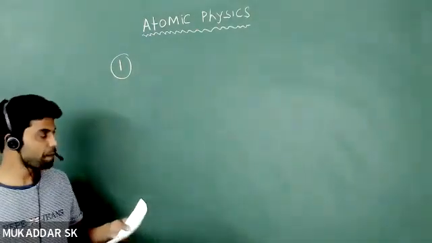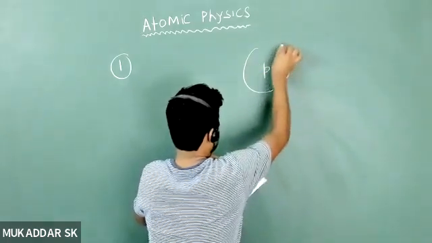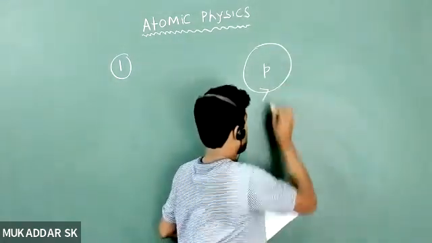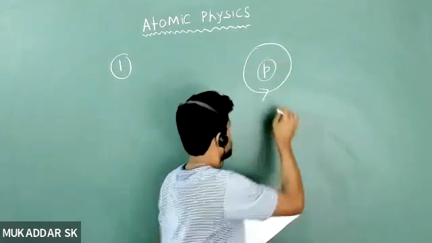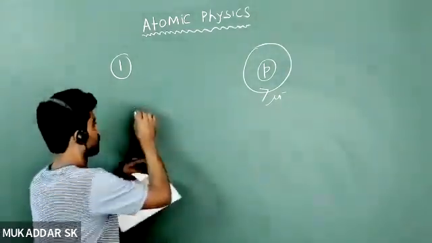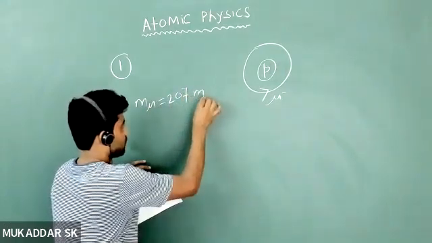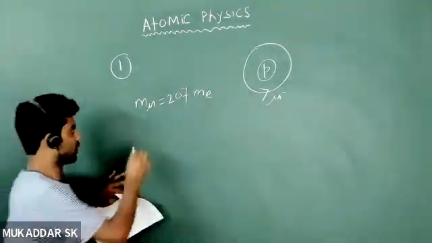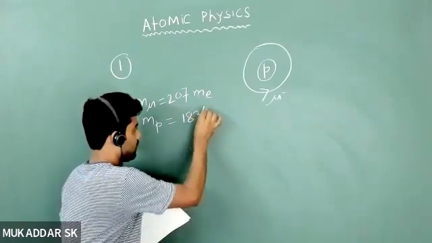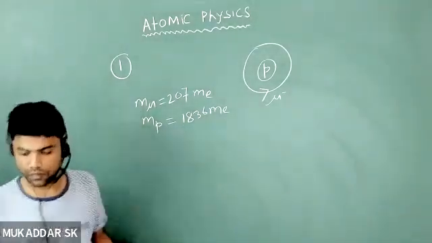Here, the system is you have a proton at the center, and the mu particle is revolving around this nucleus. The mass of the mu particle is also given: it is 207 times the mass of the electron. And you know the mass of the proton, that is simply 1836 times the mass of the electron. So for this system, you have to calculate the reduced mass first.